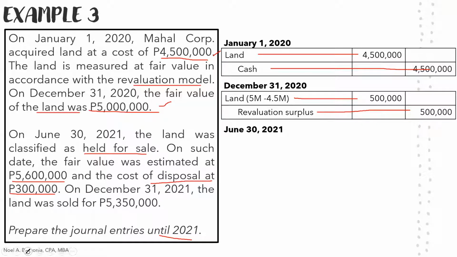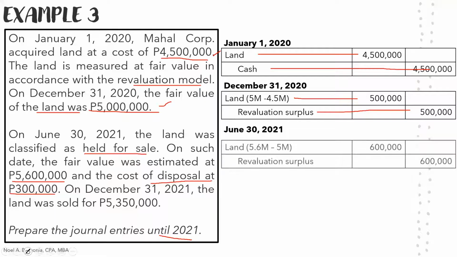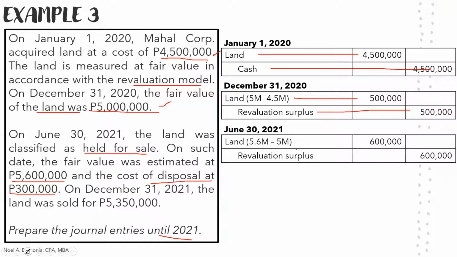So ipakita natin yon. So para sa increase, no, so we debit land at 600,000. So that's the previous valuation natin for the land on December 31, 2020 na 5 million. Okay, less mo siya mula doon sa fair value na 5,600,000. Okay, and credit revaluation surplus na 600,000. Okay, so yun po yung ating recognition ng increase.